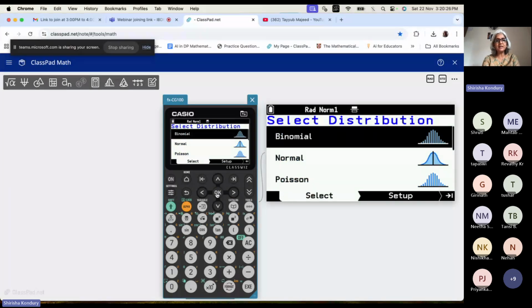Revati, is the screen clear? Is everything audible clearly? Yes, sir. Yes, ma'am. It's audible and it's all clear, ma'am.